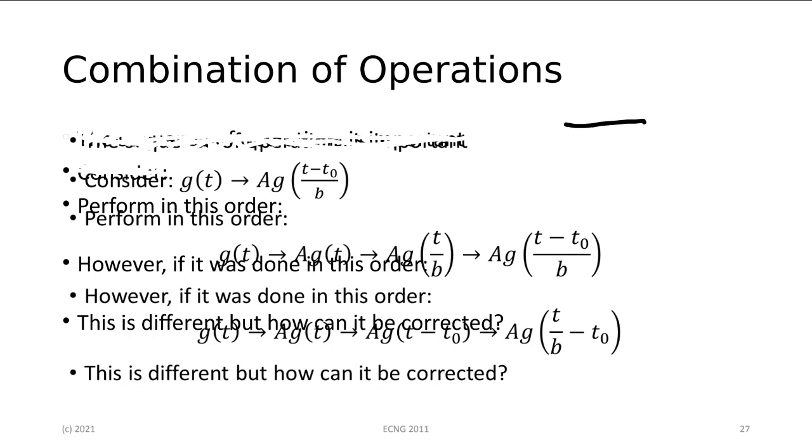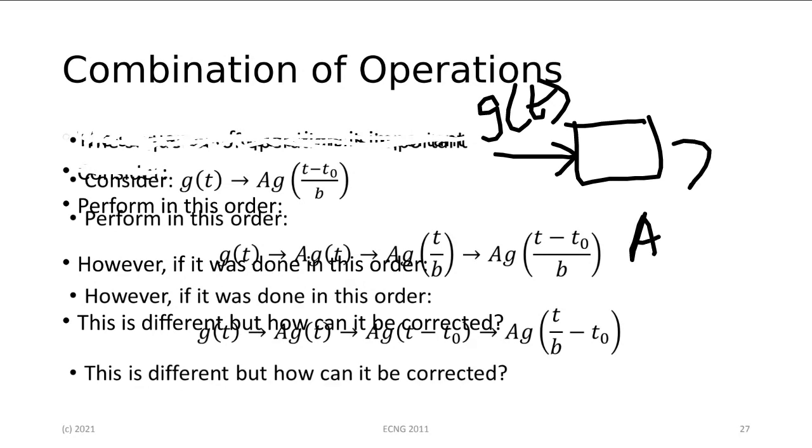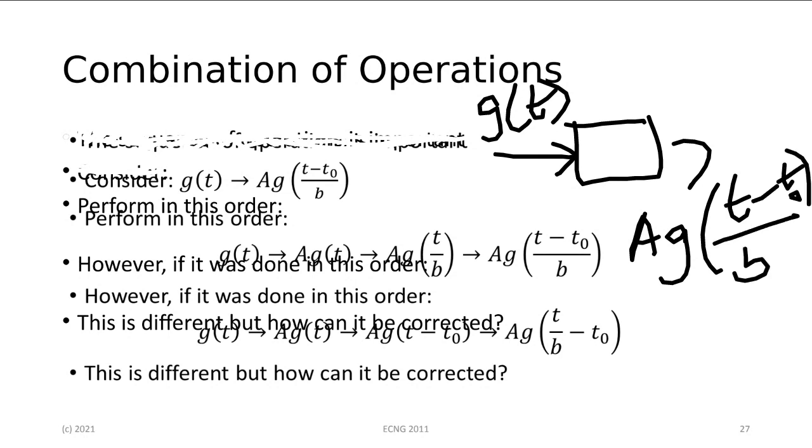Remember signals and systems. So g(t) is coming in, and coming out, I have A g((t minus t0) over B). This system is doing some sort of manipulation to the signal g(t), and when it comes out of the system, it is now A g((t minus t0) over B).